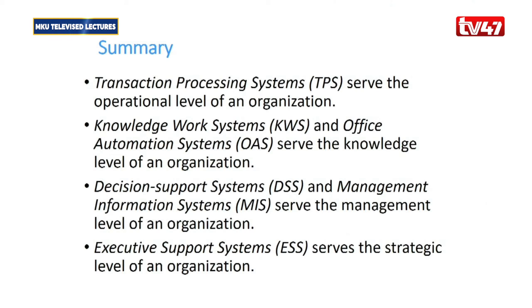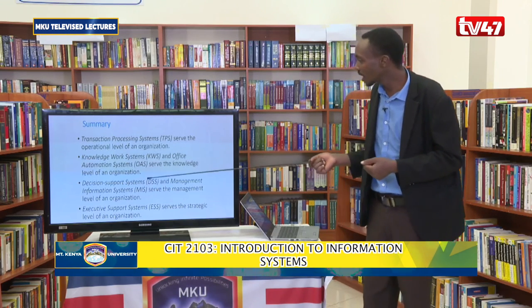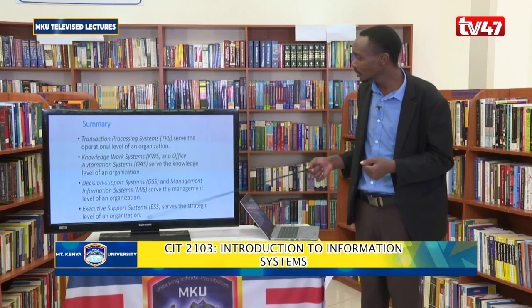We also have office automation systems within the knowledge level, and basic operations like using word processing software, email systems, spreadsheets, daily operations that provide support within the organization and improve productivity, and so on. We will use office systems or office automated systems. We also have decision support systems.